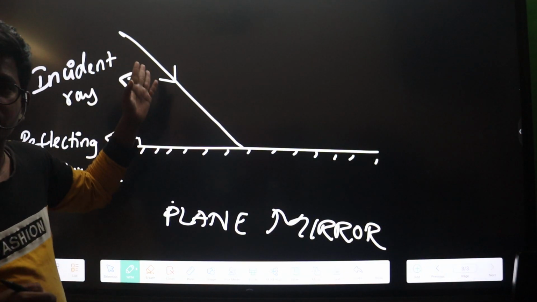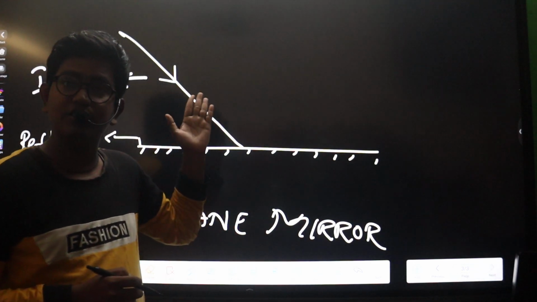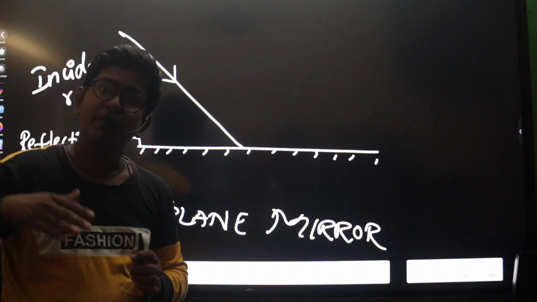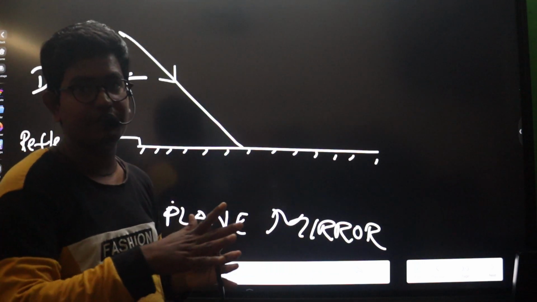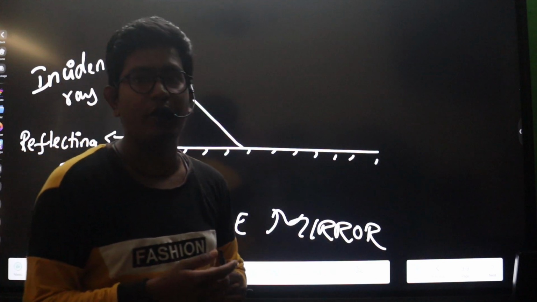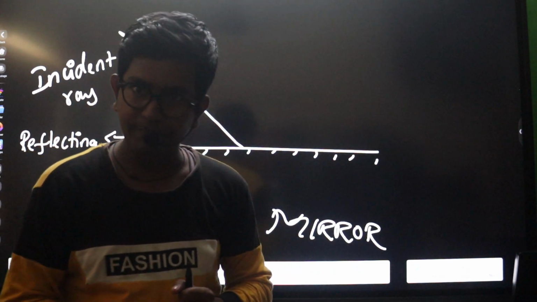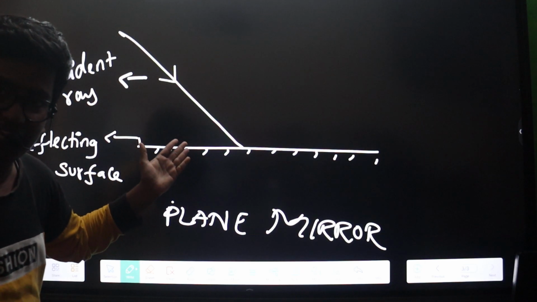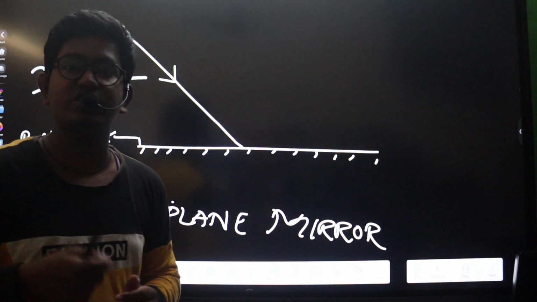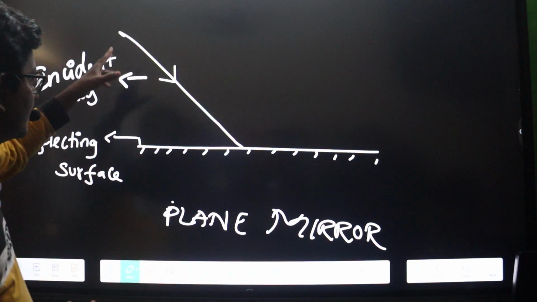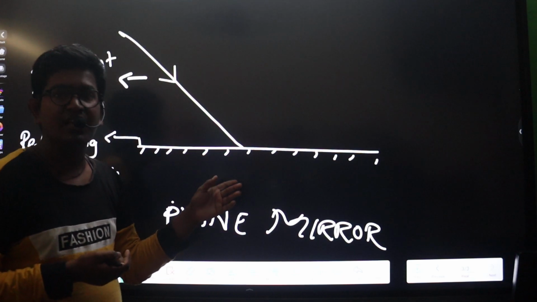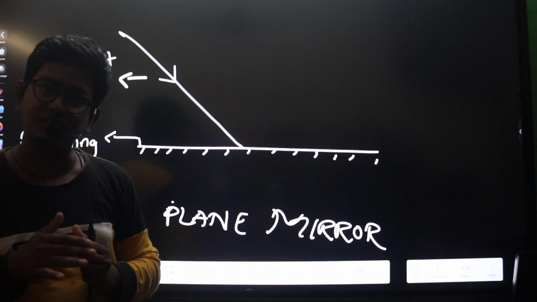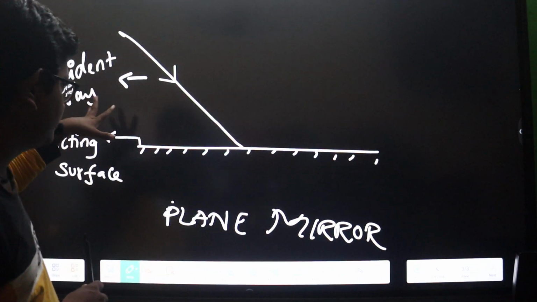So the ray which is going to strike the reflecting surface, the ray which is going to hit the reflecting surface, or the ray which is moving towards the reflecting surface. See, you can make so many statements if you have so many words in your dictionary. By just seeing the ray diagram, you can make a statement by yourself. So here, the ray which is striking the reflecting surface, the ray which hits the reflecting surface, or the ray which is moving towards the reflecting surface is known as the incident ray.